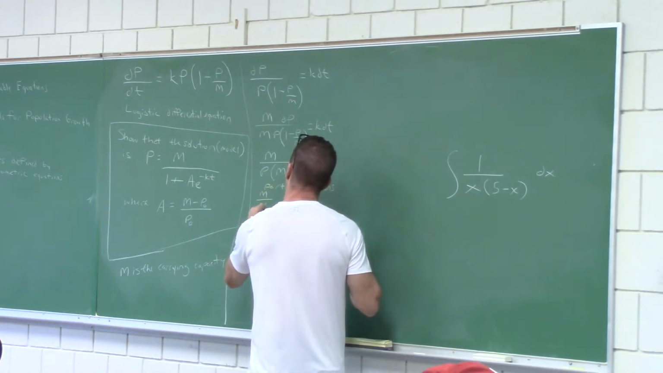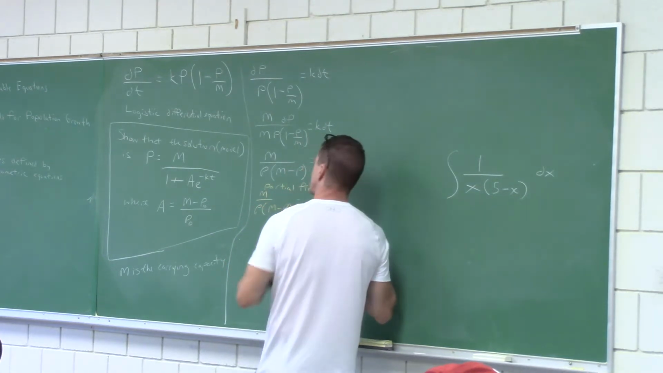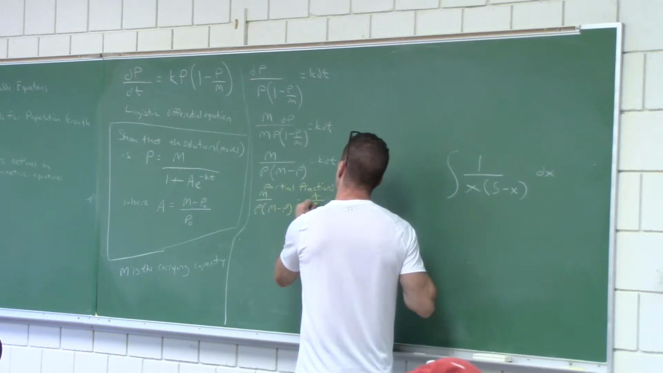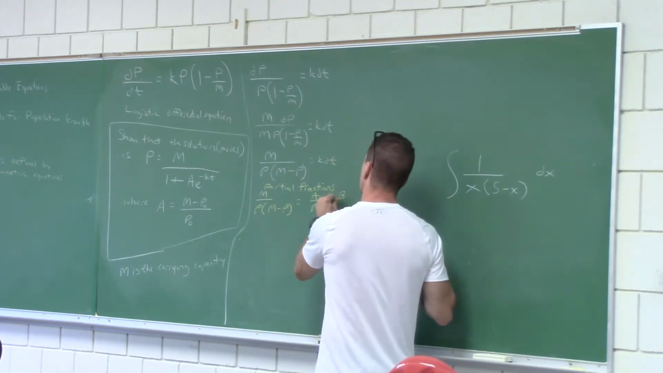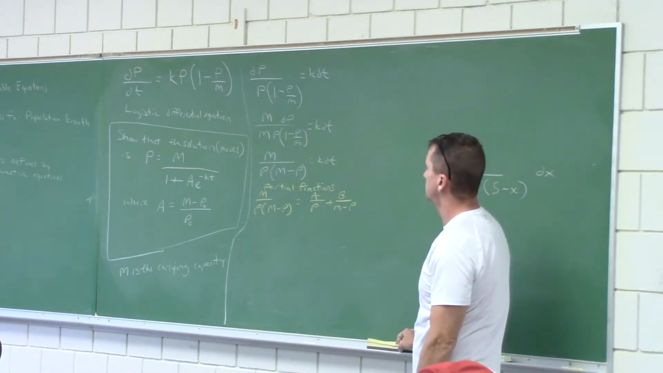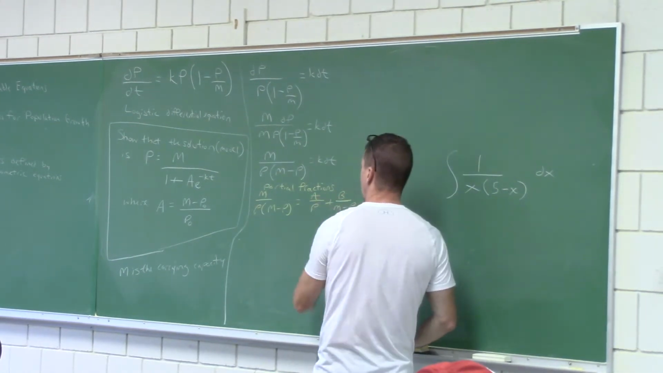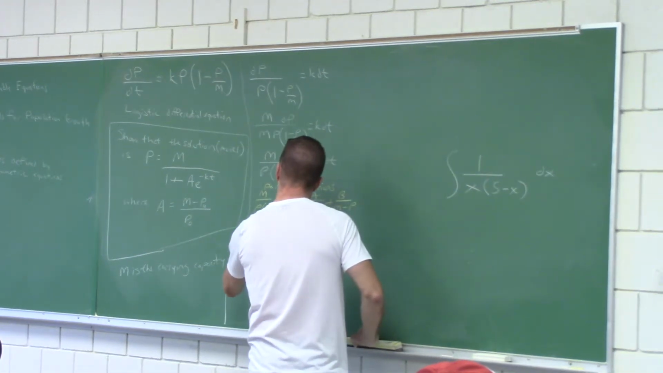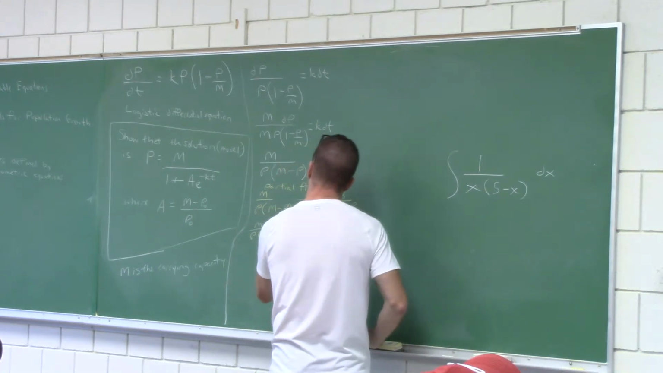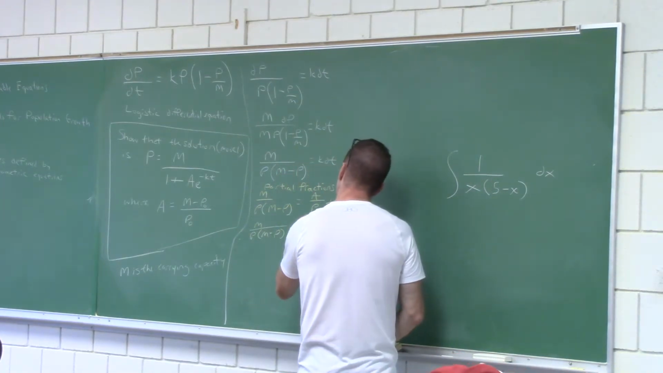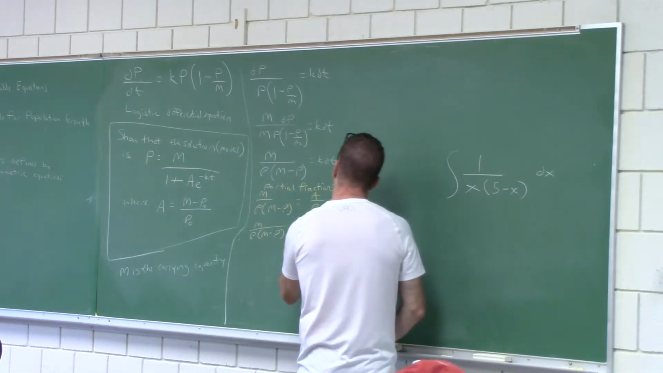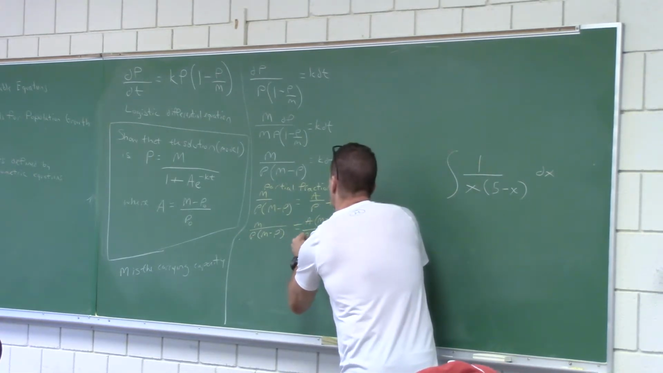M over P times (M minus P) equals, don't use the letters A and B, A over P plus B over M minus P. Okay. We multiply by M minus P, we multiply by P, right? M over P times (M minus P) equals A times (M minus P) plus B times P. And I think now we're ready to roll.